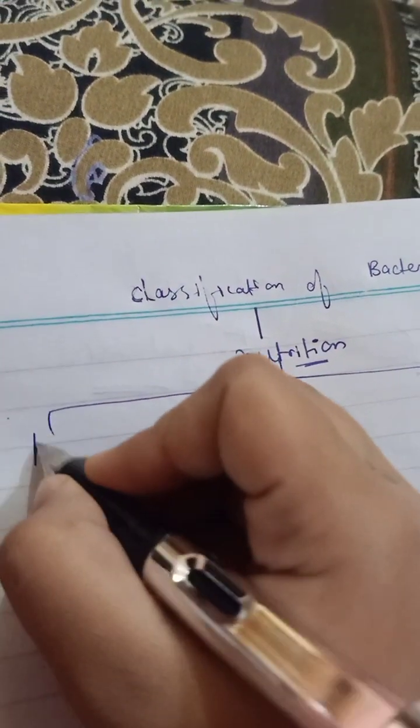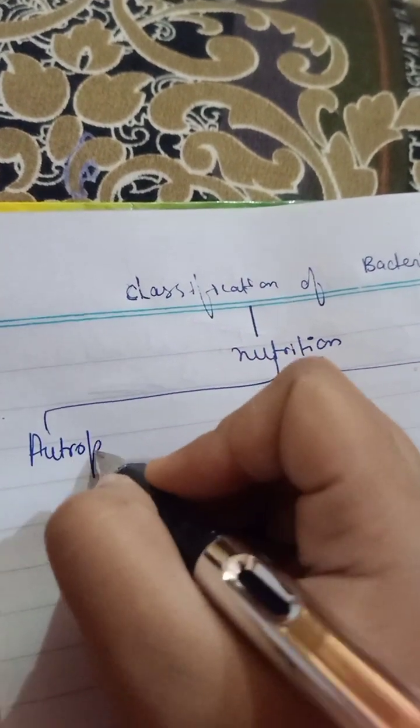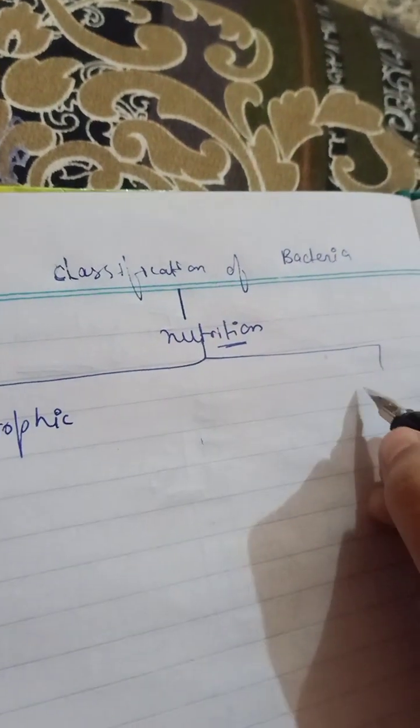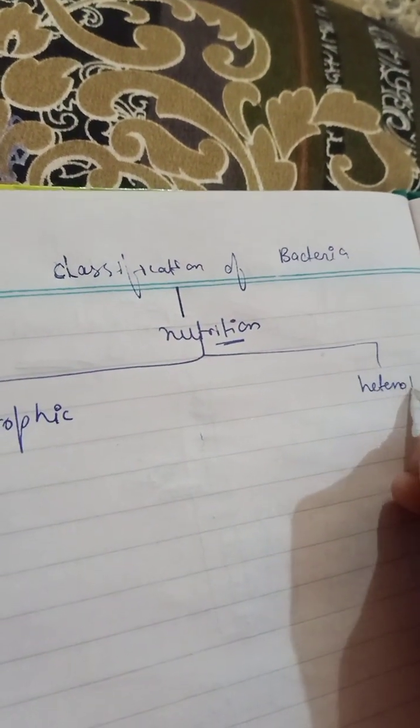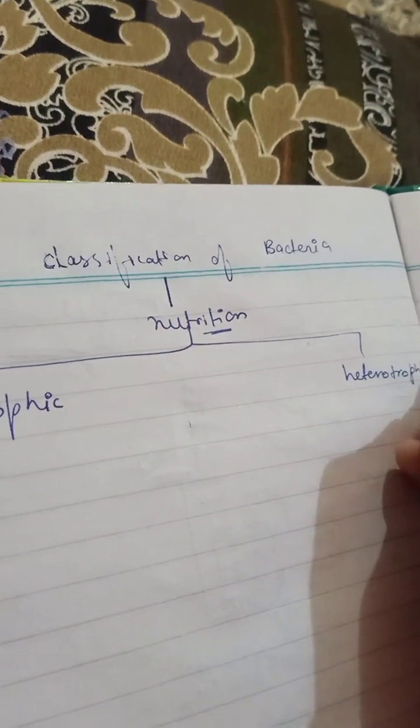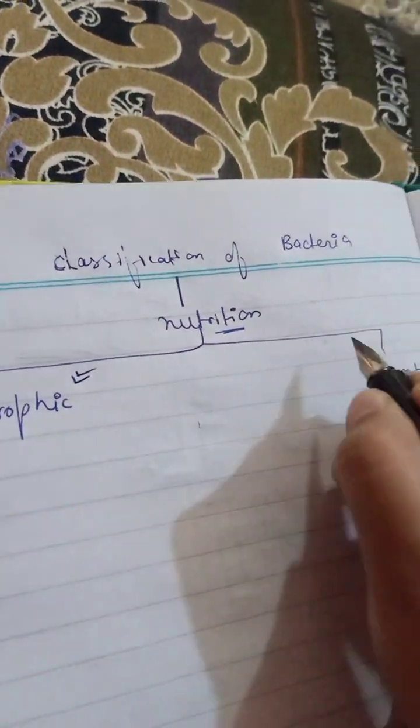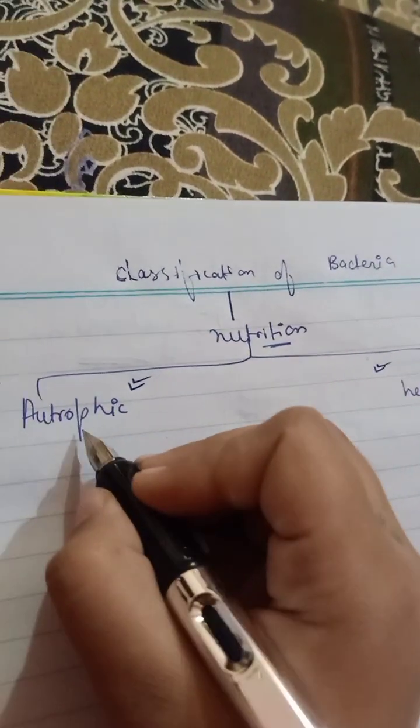The first one is the autotrophic, and the second one is basically the heterotrophic. In today's video we will discuss the autotrophic. In the next video we will discuss the heterotrophic.